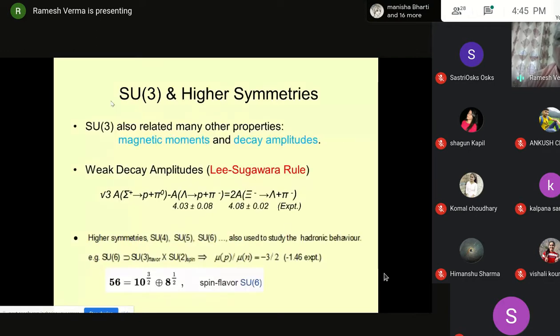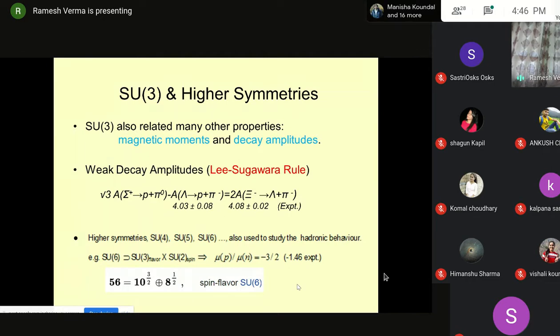Besides that, SU(3) and higher symmetry do much more. SU(3) has the capacity to relate magnetic moments and even the strong, electromagnetic and weak decay amplitudes involved in various decays of these hadrons. For example, for the weak decay amplitude, Lee and Sugawara obtained a very well-known rule which relates weak decays of different isomultiplets, and the agreement is quite good. So when following this approach, people got excited.